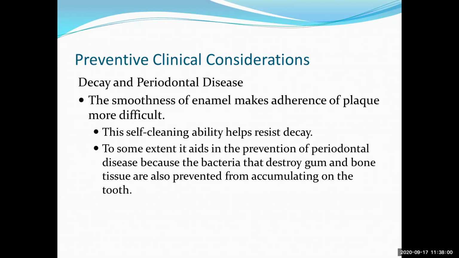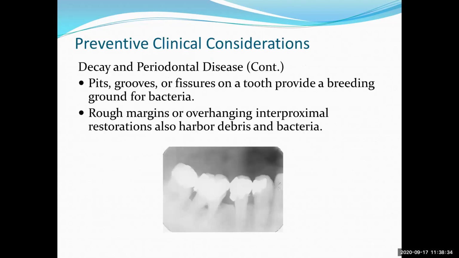But the smoothness of the enamel, the enamel portion of the tooth, which is the hardest part of the body, makes adherence of dental plaque more difficult. However, it's still going to cling. So it has some self-cleaning capabilities to help resist decay. Now that's the smooth part of the enamel, but to some extent it also aids in the prevention of periodontal disease because the bacteria that destroy the gum and the bone tissue are also prevented from hopefully accumulating on the tooth itself. But as we know, it doesn't work that way.